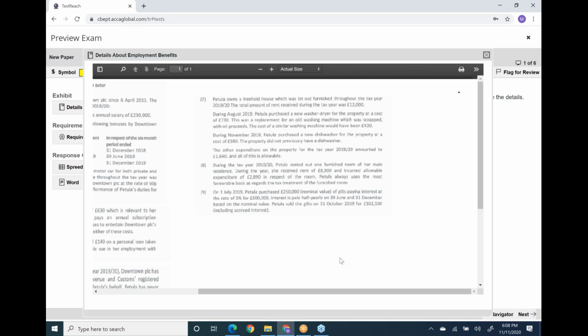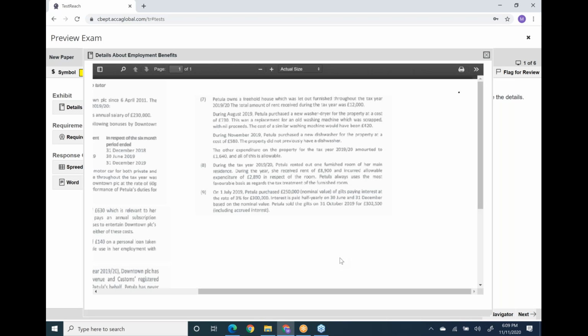Now, one bad news: the examiner never uses the words rent a room relief in the question. You have to identify it through the conditions. I repeat, the examiner never uses the words rent a room relief in the question. Okay, let me read it. It is written, during the tax year 1920, Petula rented out one furnished room of her main residence. That one line is enough for me. Main residence means occupied by owner, one room let out, and that room is furnished.